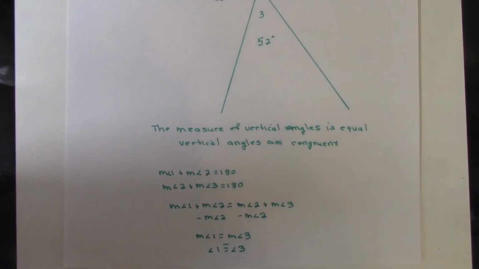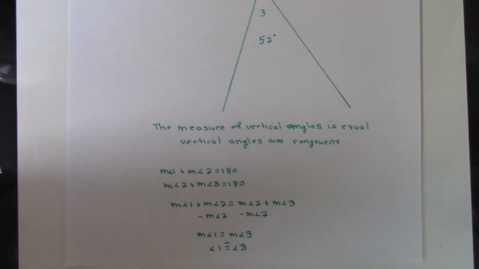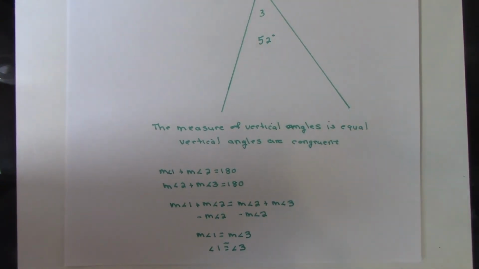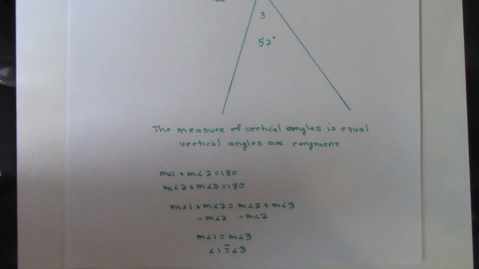We first saw it, we noticed the pattern, and then we made a conjecture, and then we proved that it is in fact true all the time. And that's how we can show that the measures of vertical angles are equal, or that vertical angles are congruent.